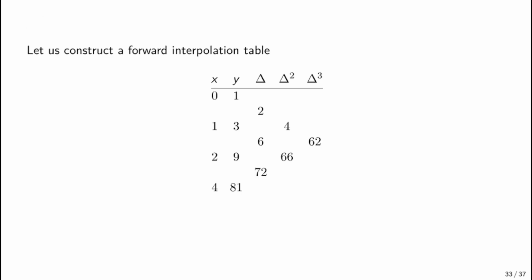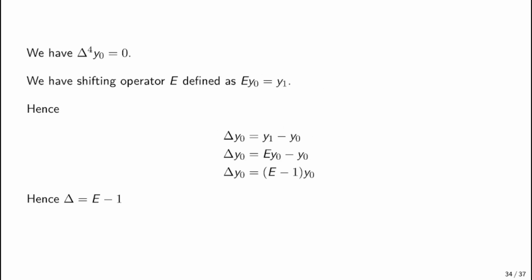We will construct the forward interpolation table. So first column is x value, second column is y value. Since value at 3 is not given, we are constructing for 0, 1, 2, 4 and 1, 3, 9, 81, then delta, delta square, delta cube. All these values we have calculated. The table is there. And if you continue, delta 4 y0 is equal to 0.